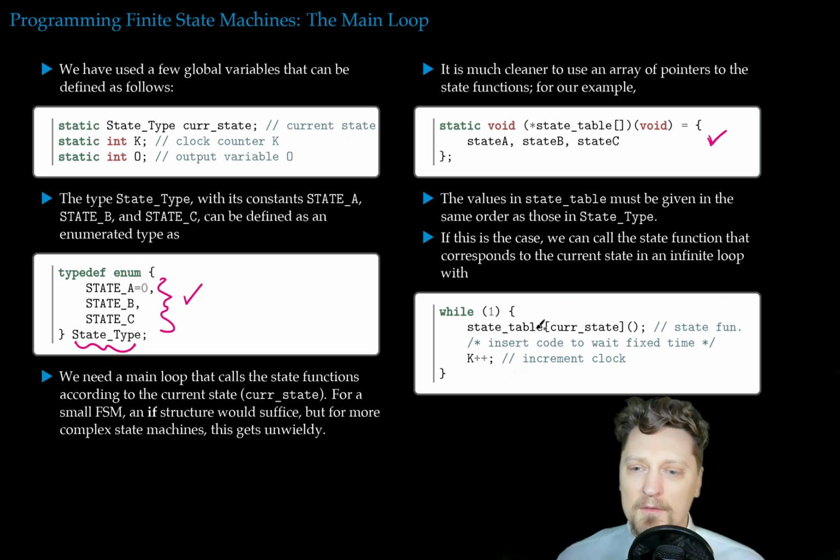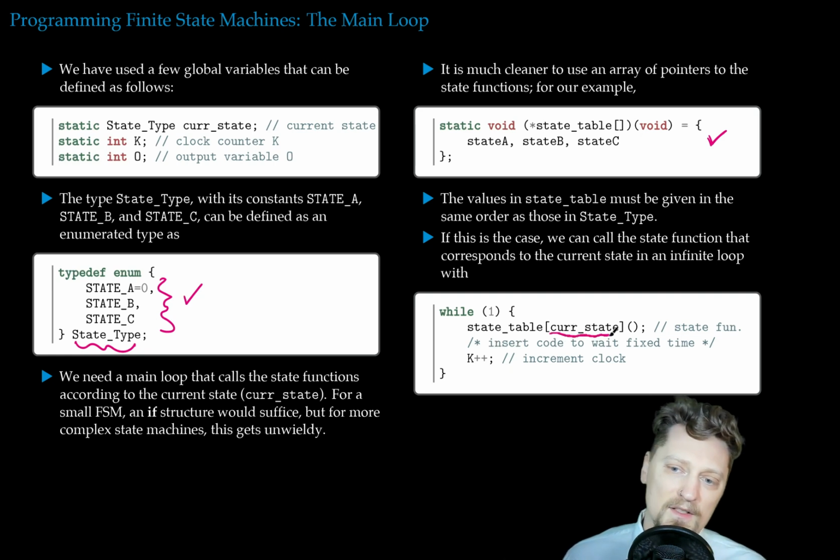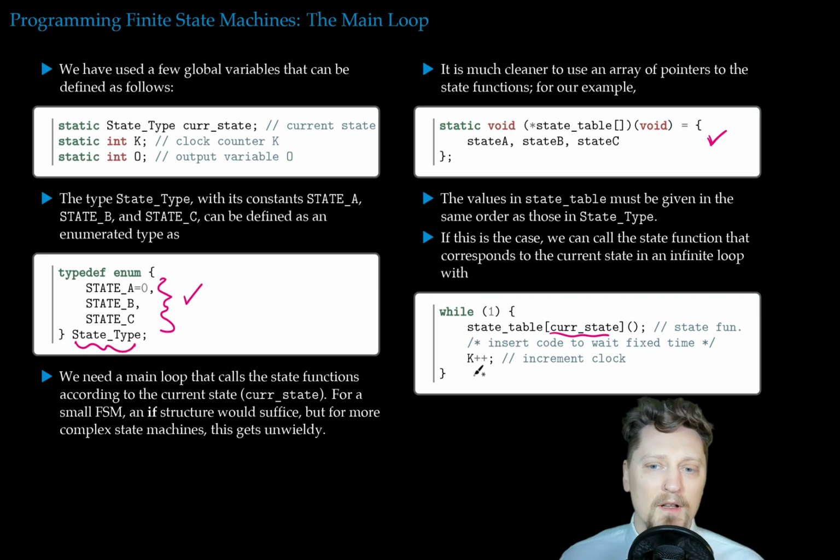But in any case, we'll call the state A function or the state B function or the state C function depending on which is the current state. Then we'll wait an amount of time, then we'll increment the clock, and we'll start over again here, and we'll call whatever the current state function is and proceed accordingly.